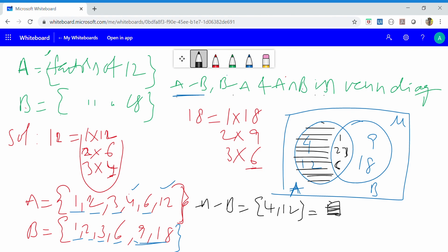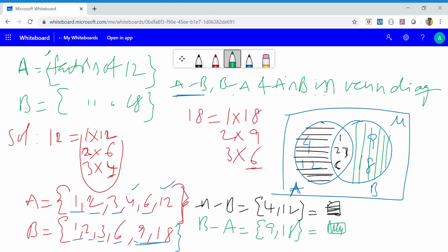Next, B minus A. B minus A with vertical lines I am shading. So B minus A is equal to the elements 9, 18 with vertical lines. And A intersection B with crossed lines I am shading. So A intersection B is equal to what elements are there? 1, 2, 3, 6. Shaded region is crossed lines. Okay.